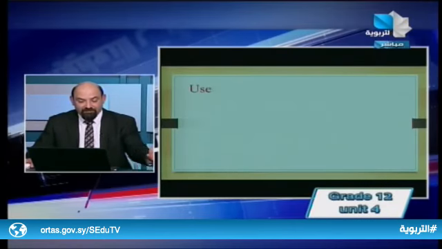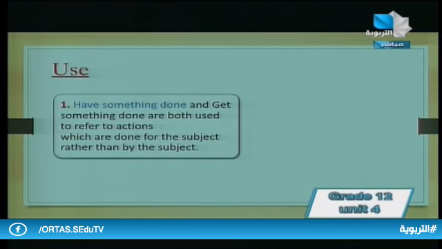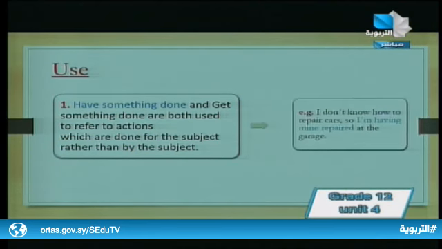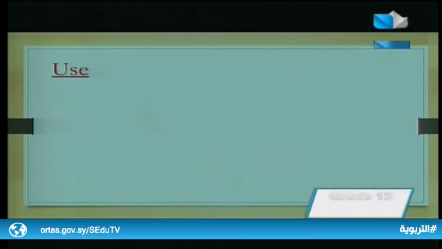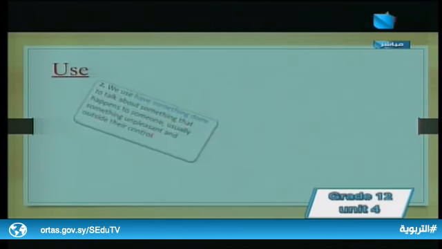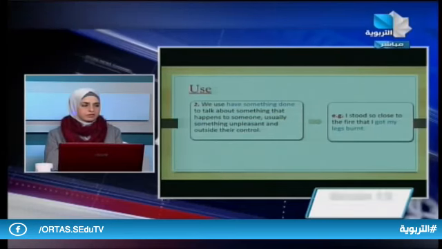The use. Miss Wala, please. The first one, have something done, is used to refer to actions which are done for the subject rather than by the subject. Maybe he bade, asked, or persuaded someone to do it. For example, I don't know how to repair cars, so I'm having mine repaired at the garage. The second use, we use it to talk about something that happens to someone, something which is unpleasant or outside the control. The subject has no involvement in it. For example, I stood so close to the fire that I got my legs burnt.